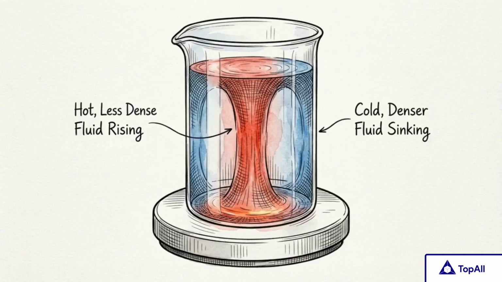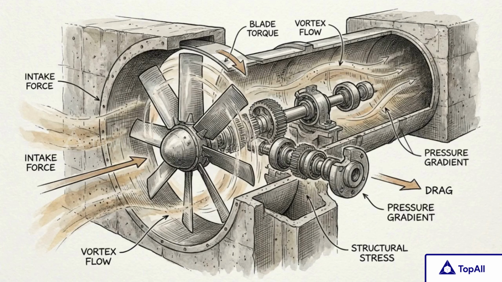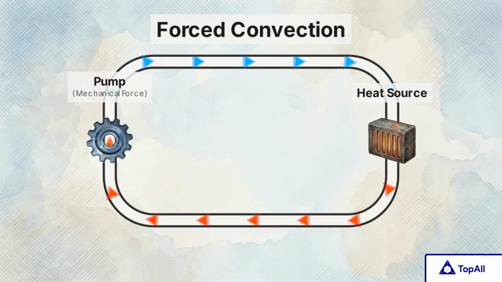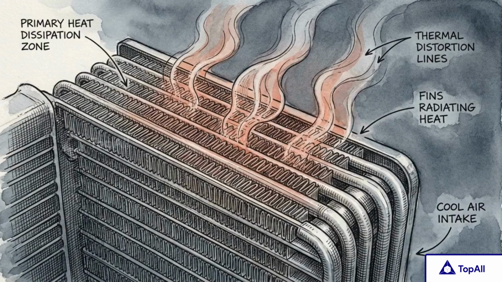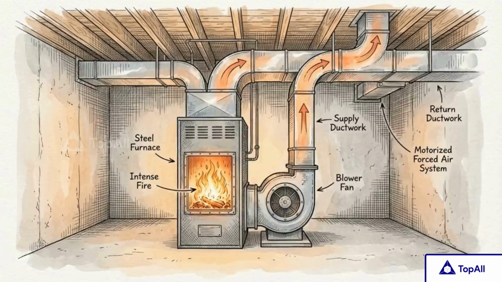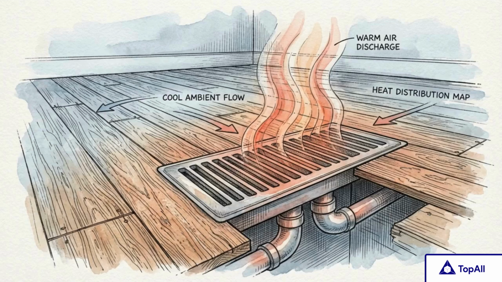Natural convection relies on gravity acting upon fluids of different densities, but fluids can also be compelled to move by external physical forces. When an external device drives the movement of a fluid to transfer heat, the process is called forced convection. Inside an automobile engine, a mechanical water pump rapidly circulates liquid coolant around the hot cylinders. The moving fluid constantly absorbs heat and transports it to the radiator, preventing the metal from melting. In a typical home heating system, a motorized fan forces warm air through a network of ducts, physically pushing the heat into separate rooms to maintain a steady temperature.